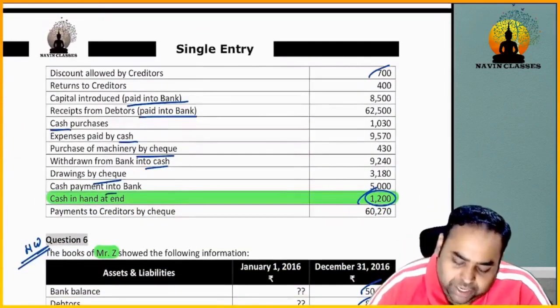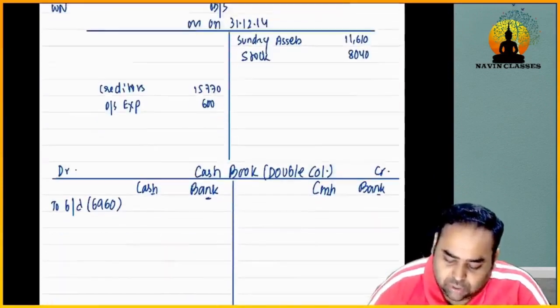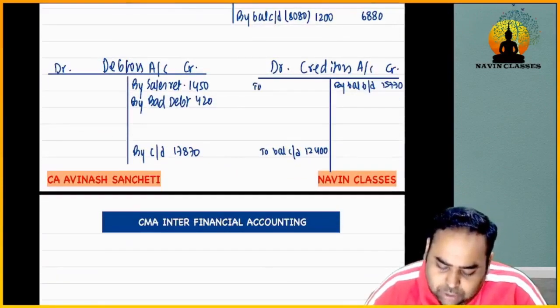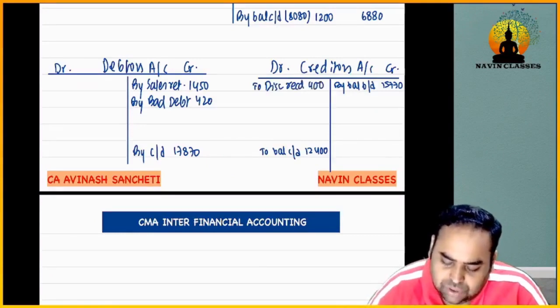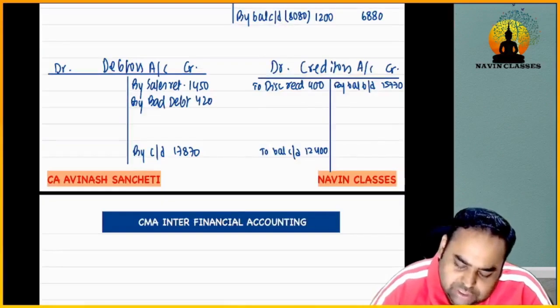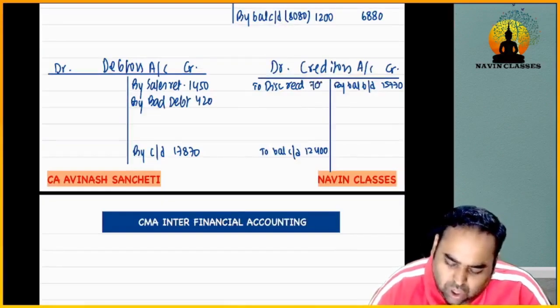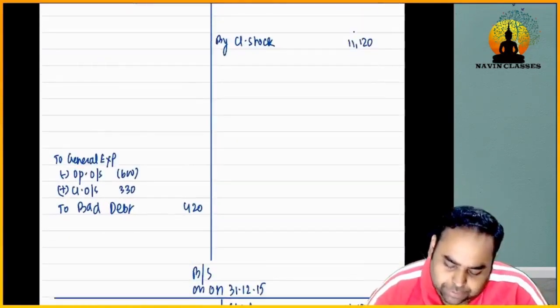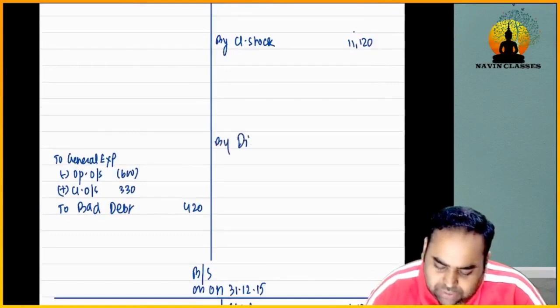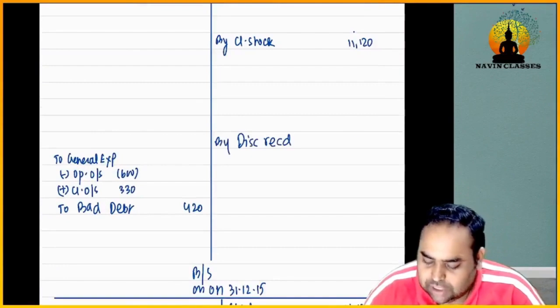Next is discount allowed by creditor. The creditor has given a discount. So for me, this will be discount received, 400. No wait, discount received will be 700. And the discount received will go to P&L by discount received 700.